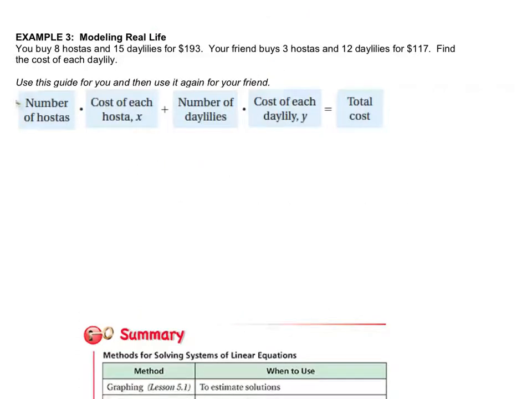So next we want to look at some real life situations and these word problems, which are very much of a challenge. So in the first sentence, we are buying 8 hostas and 15 daylilies for a cost of $193. Your friend is also buying hostas and daylilies. They buy 3 hostas and 12 daylilies for $117. Find the cost of each daylily. So here's like a little bit of a guide to help us. But let's just first talk about what are we going to use for our variables.